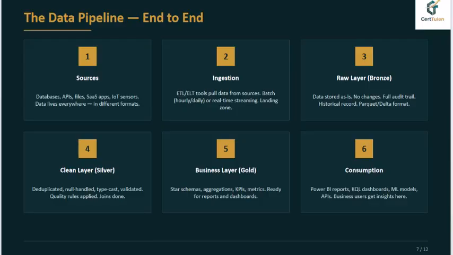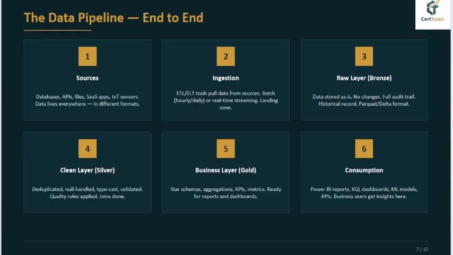Step 3, raw layer, also called bronze. Data is stored exactly as is, no changes, no cleaning. This is your safety net, your full audit trail. If anything goes wrong downstream, you can always come back to the bronze.